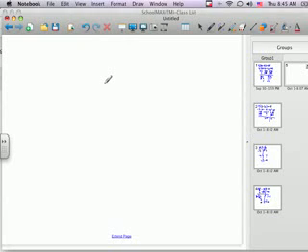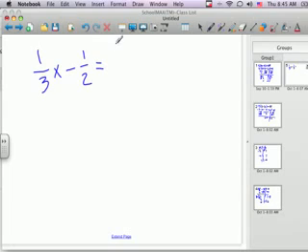Okay, students. Now, what happens if I have a situation where I've got a lot of fractions, like 1/3 x, I don't know, let's add 1/2, and it's all equal to 1/12. Okay. Now, one thing you can do is you can multiply several different times.